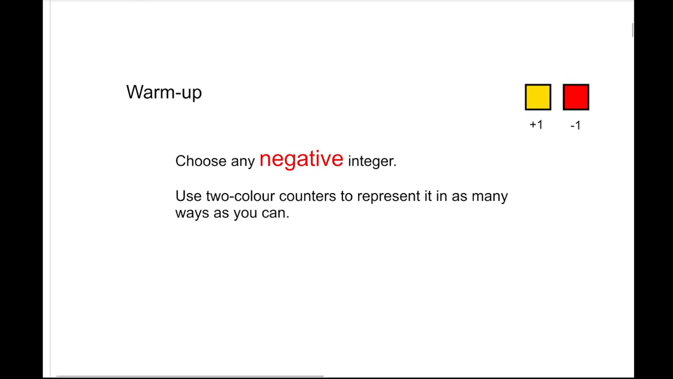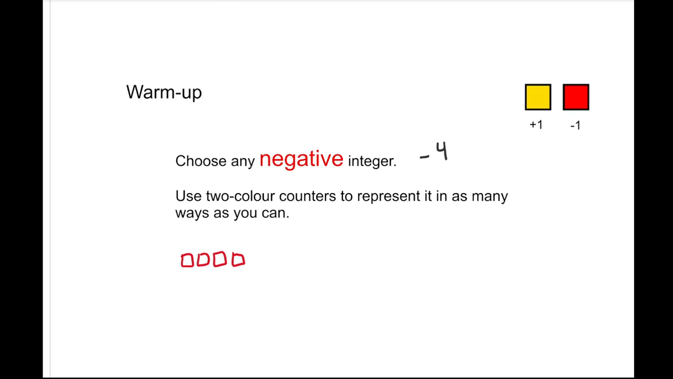As another warm-up, choose any negative integer, so any negative number, and use these two color counters to represent it in as many ways as you can. This might be a little bit more difficult because you can't really manipulate these, but let's just say our negative integer will be negative 4. An easy way to represent negative 4 would be to have 4 negative 1 blocks.